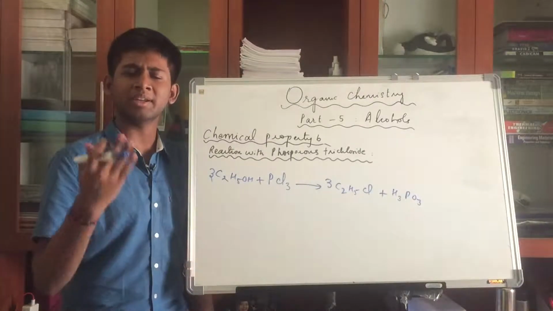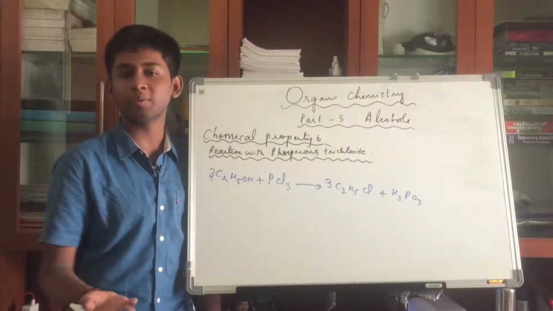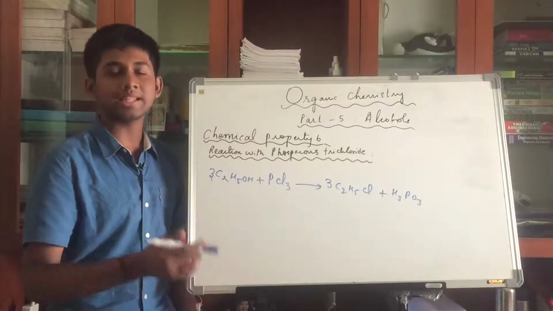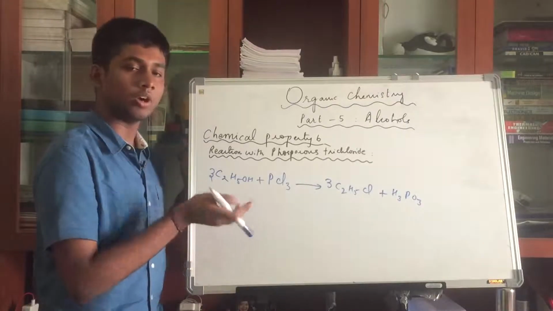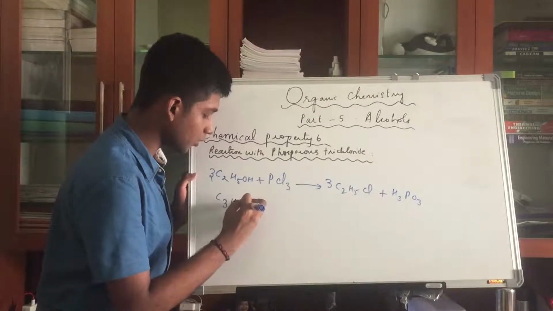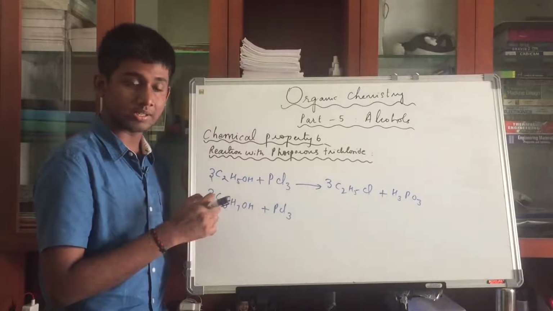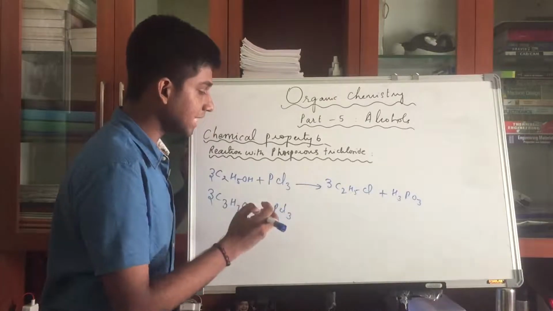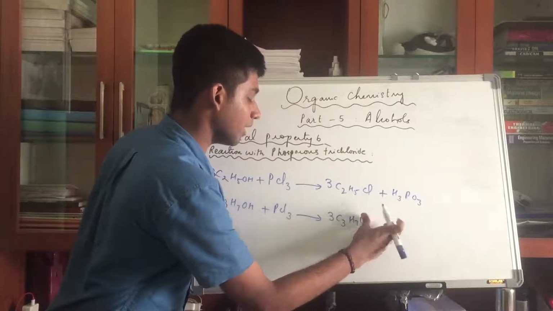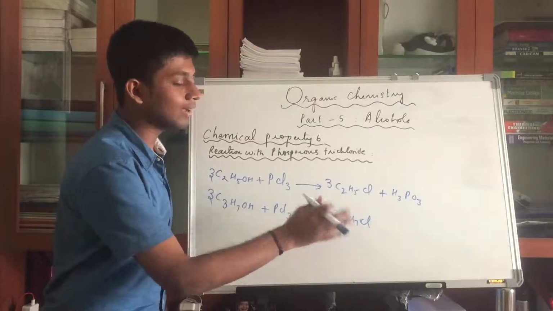While studying inorganic chemistry in 11th standard or even in 12th standard, you will be learning about different types of acids which you can get from phosphorus. Now let's write the other reactions depending on what the alcohol is. Let's write C3H7OH, and then PCl3. So 3C3H7OH plus PCl3 will give you 3C3H7Cl.